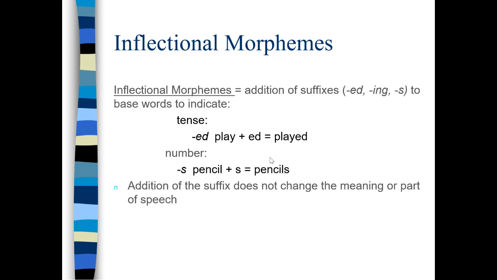In our example, the word play, to play means to go out and have fun and jump on monkey bars or run around or whatever. If we played yesterday, we still went out, jumped around, and did all this stuff. We just did it in history or a while ago. So that word is still a verb when we add past tense ed to that. Same thing with adding the s to make something plural. A pencil and pencils are still a noun. The part of speech does not change.